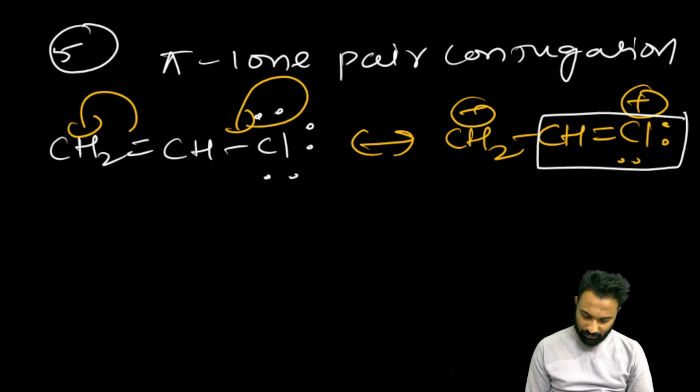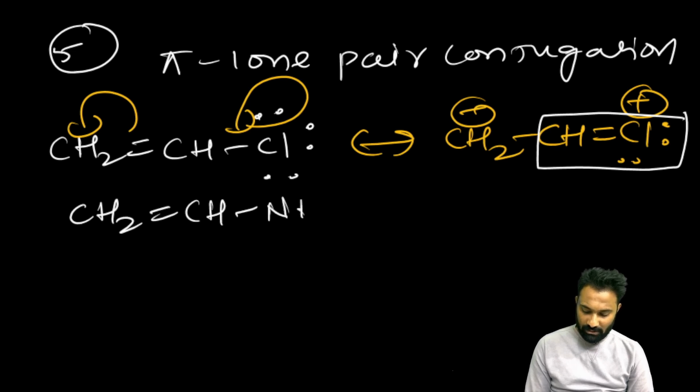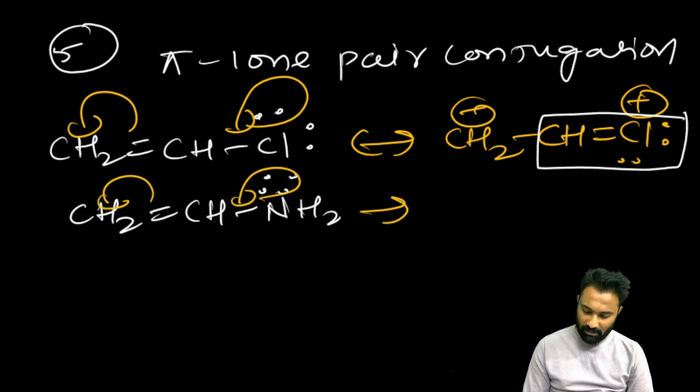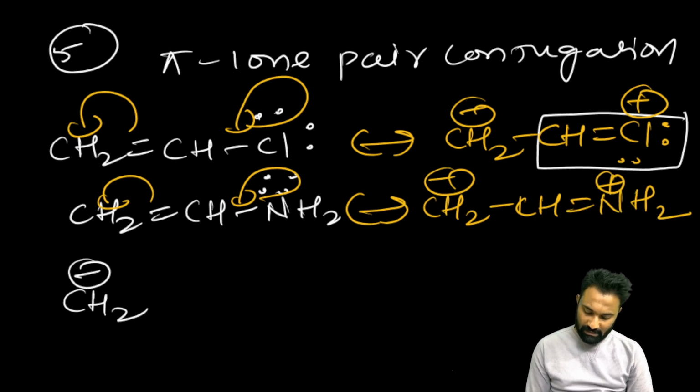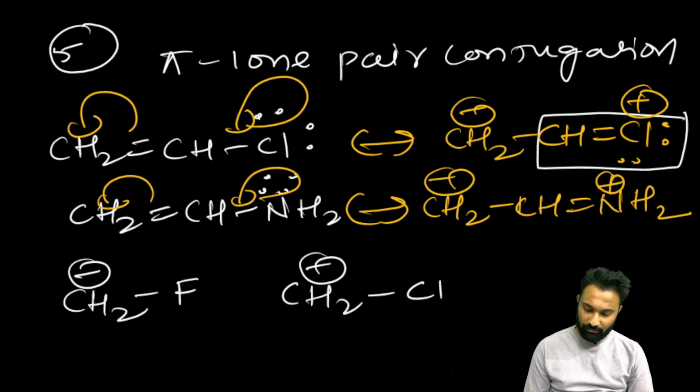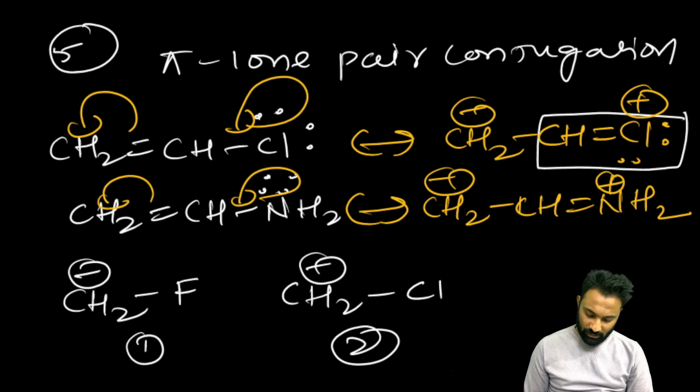Done? Now suppose here we already have CH2 double bond CH, and suppose NH2 has been given. Now this nitrogen lone pair of electrons will be delocalized and the pi bond will be shifted here. Now this is CH2 negative and here the CH double bond NH2 plus. Suppose they have given CH2 minus with fluorine, and CH2 minus with chlorine. Among 1 and 2, which one will show the delocalization? Now we'll see.